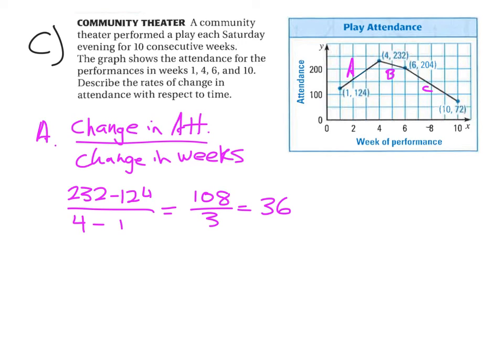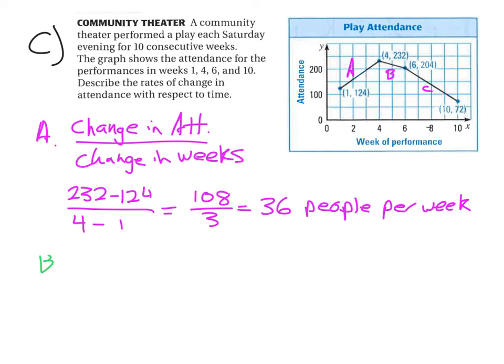When we divide those, we get 36. So that's our rate of change: 36 people per week. Let's put people per week. That is what the attendance increased by from week 1 to week 4.